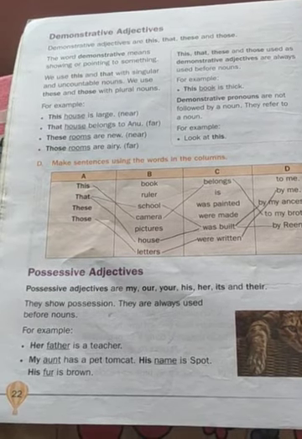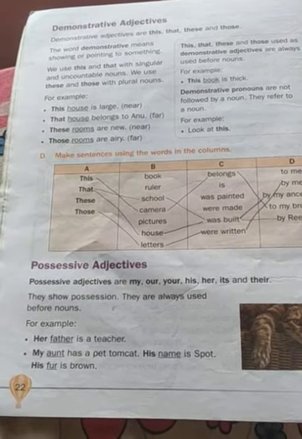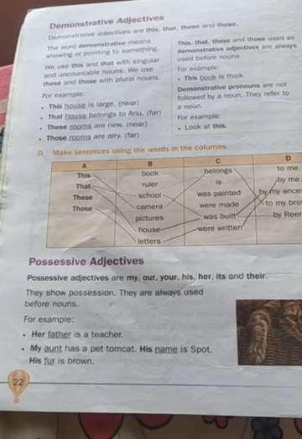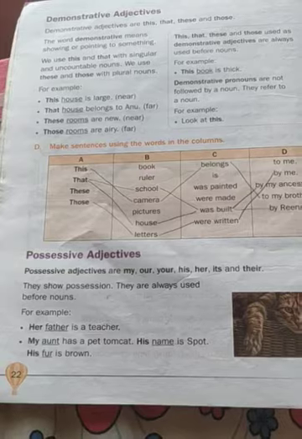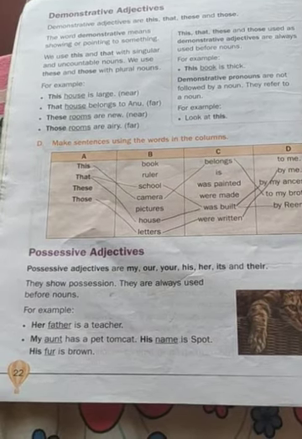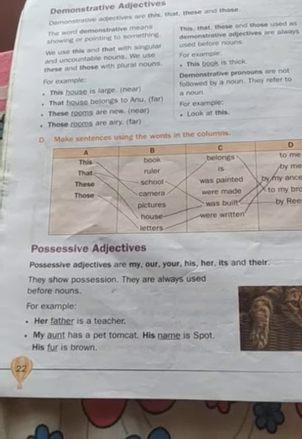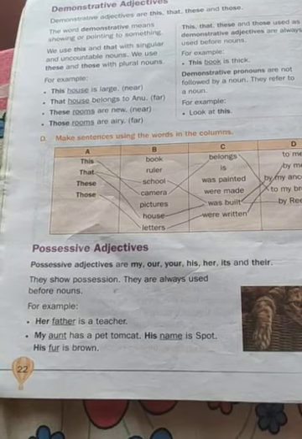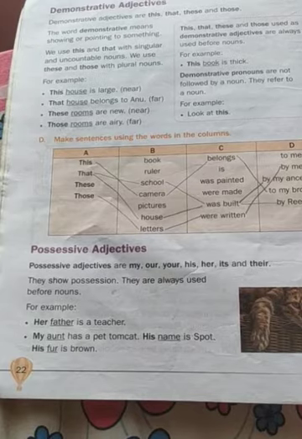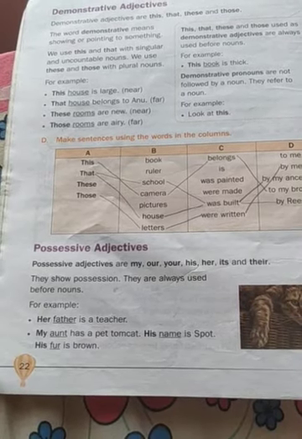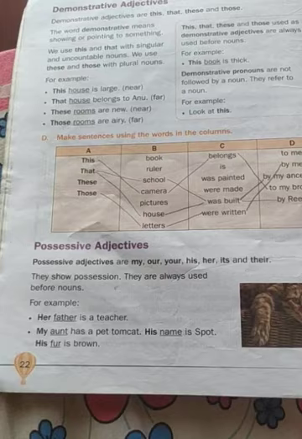Now the next is possessive adjectives. Possessive adjectives are my, our, your, his, her, its and their. Now what is meant by possessive adjective? Possessive means they show possession. Possession means that a particular thing belongs to whom. They show the possession. They are always used before a noun.